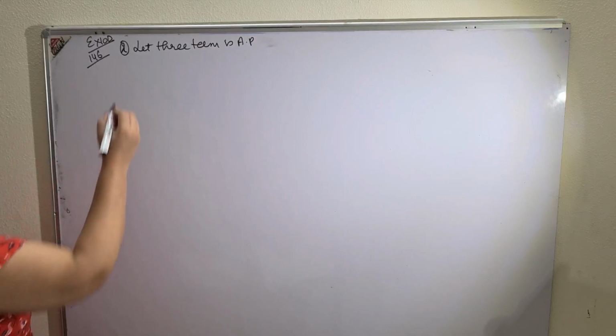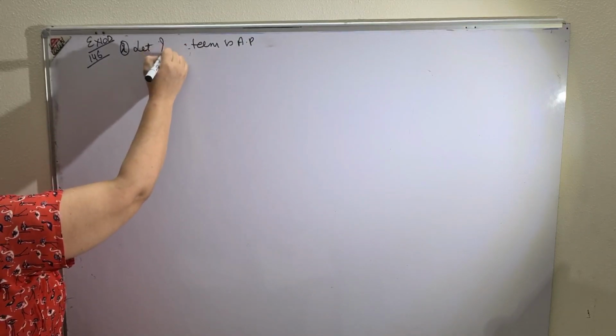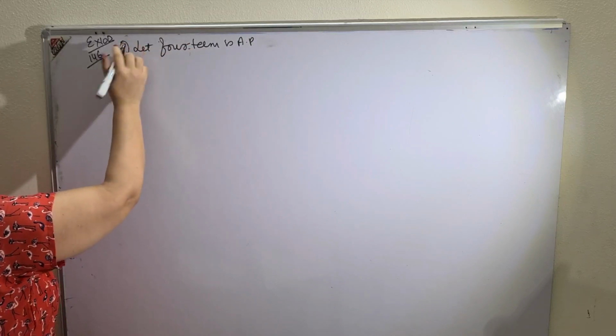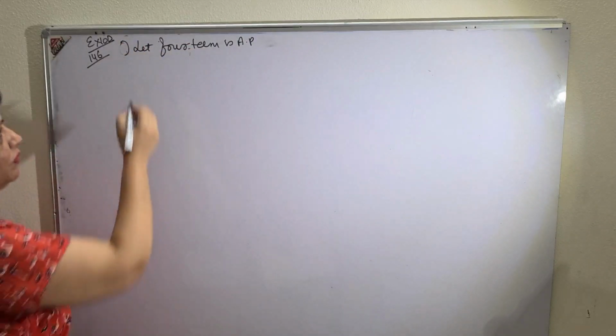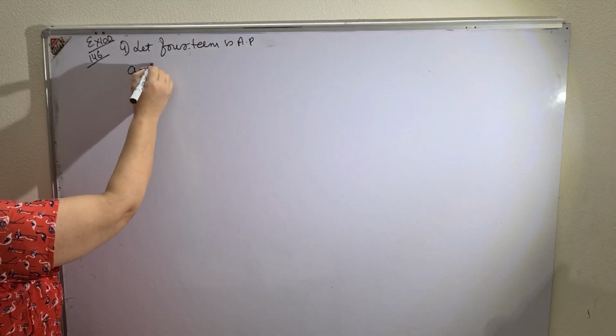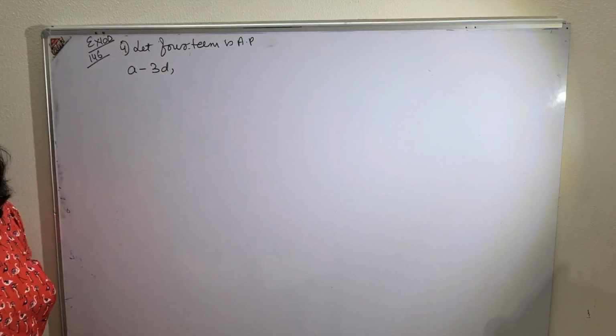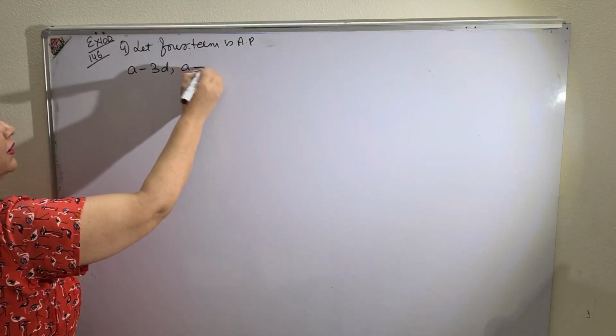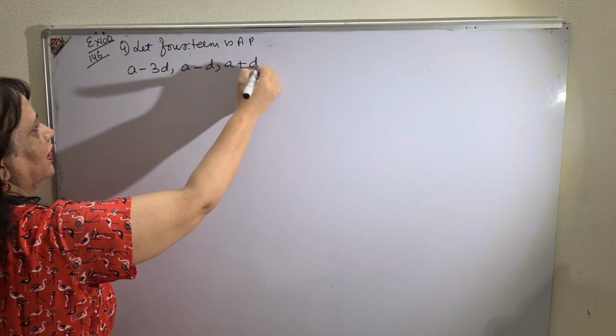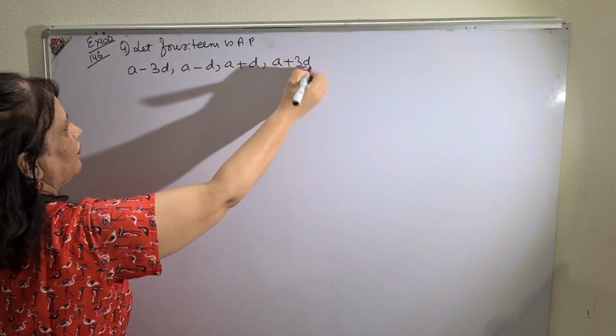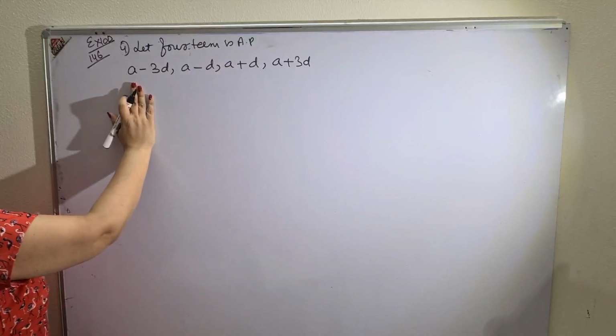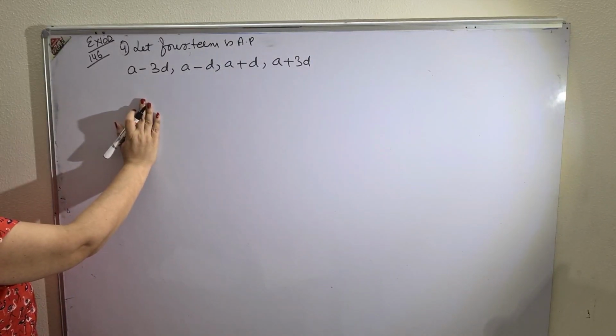Let the 4 terms of the series be, I am doing this question number 4: a minus 3d, a minus d, a plus d and a plus 3d. Children, you have to learn them. Once you go through them, then you will not forget them.